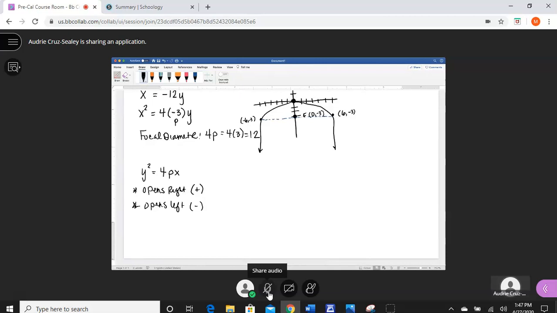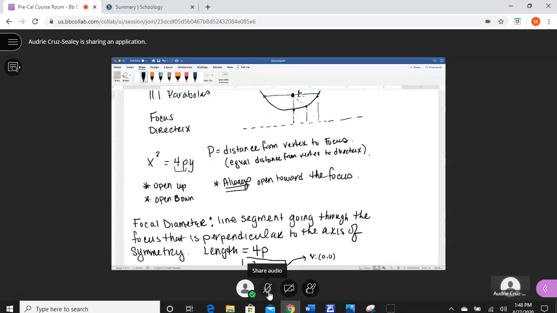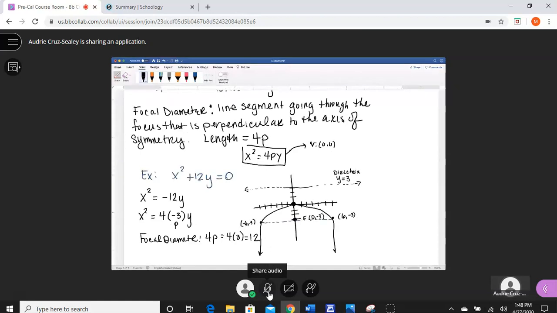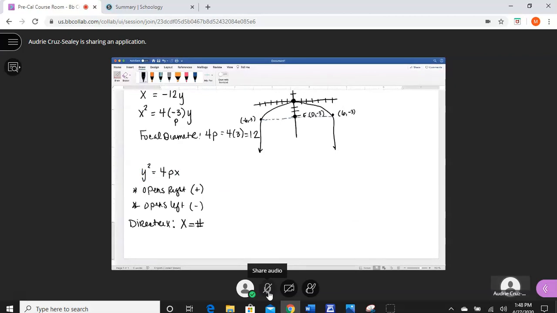I don't know if this helps, but your directrix, maybe I didn't write this on the other one. Your directrix, if this helps you, remember, is y equals a number. And the reason why, if you look at our directrix, we had y equals 3. Your directrix is a horizontal line. So a horizontal line is y equals a number. Over here, we're going to have a vertical line be your directrix. So it's going to be x equals a number.